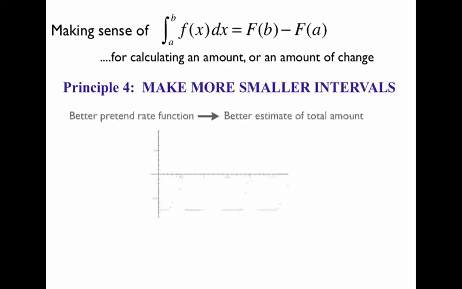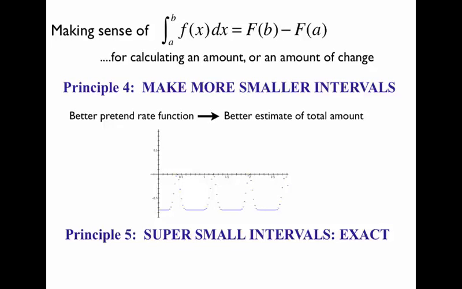Okay, so principle 4 is make more smaller intervals. Better pretend rate function, better estimate of total amount. And we're going to keep going down that path because we want to recreate the actual rate function. So principle 5, super small intervals means exact amount.